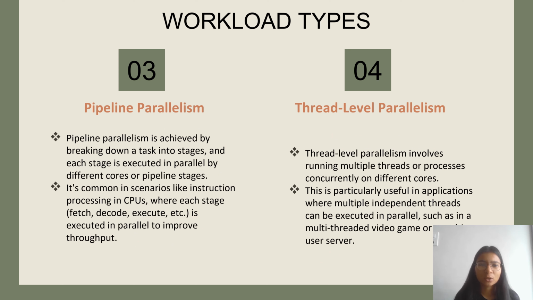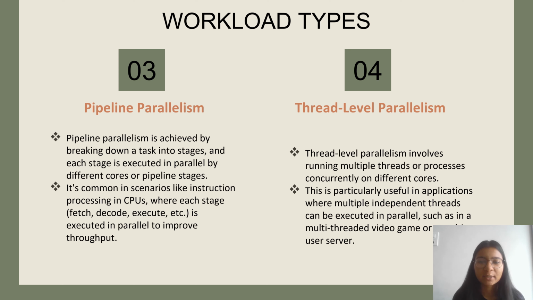The next workload types are pipeline parallelism and thread-level parallelism. First, pipeline parallelism. What is pipeline parallelism? It is achieved by breaking down a task into stages, and each stage is executed in parallel by different cores or pipeline stages. A common scenario is instruction processing in CPUs, where each stage, like fetching, decoding, and executing, is executed in parallel to improve throughput. The other workload is thread-level parallelism.